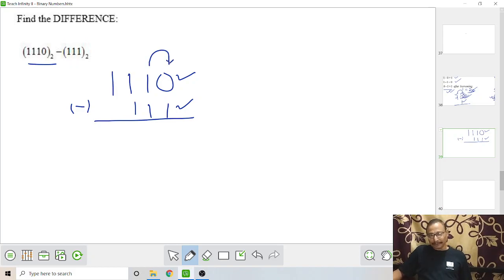So this one will be equivalent to 2 in the decimal system, and whenever 1 is subtracted from that 2, it will give us 1. And here it became 0, after giving a digit to this place, it became 0.